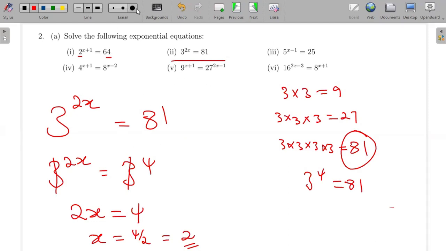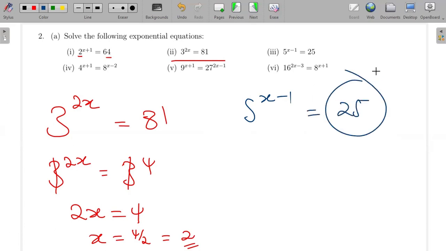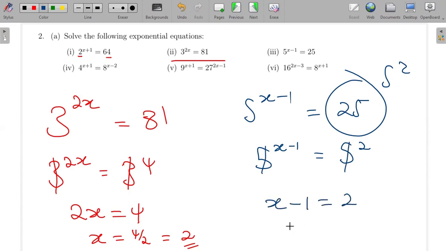Okay, what about question 3 there? So we are just using the same principle. Here we have 5^(x−1) = 25. We know 25 is the same as 5 squared, 5 to the power 2. So this will be 5^(x−1) = 5^2. Cancel out the bases, and we get x − 1 = 2, which means x = 2 + 1, which will just be 3. So x here is actually equal to 3.